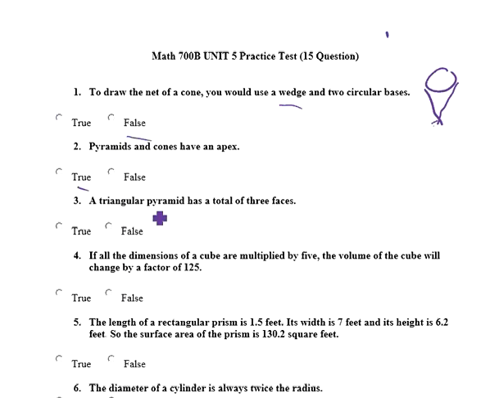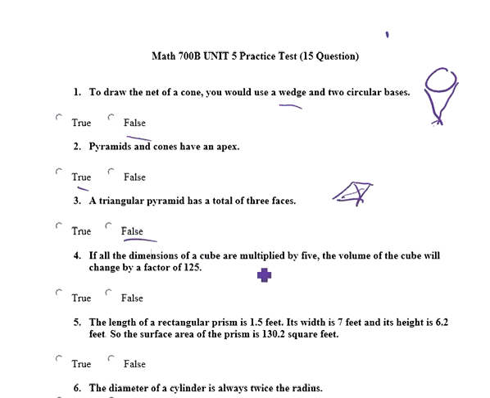A triangle pyramid has a total of 3 faces. Well, nope. It's going to have that, that, and this back side. And then it's got a triangular face on the bottom, too. So I think it's going to have 4. So I'll say false there. And now we get into some math questions beyond true and false. Well, this is a true and false.